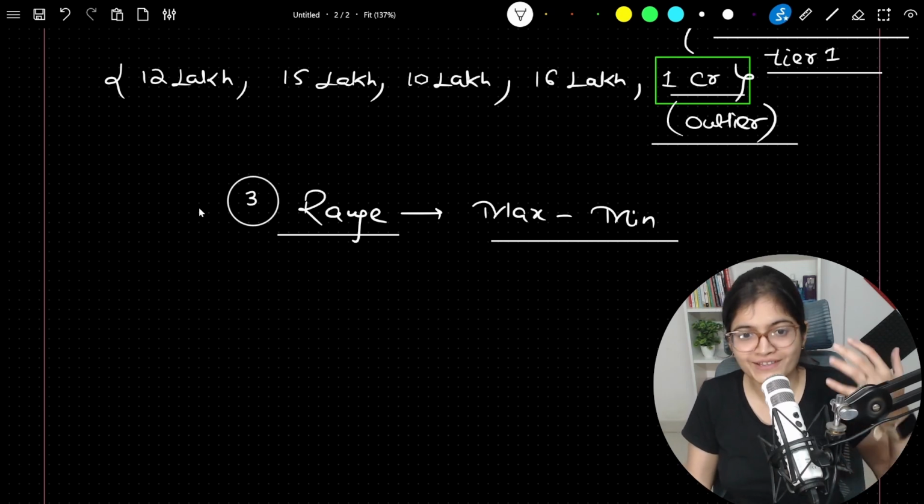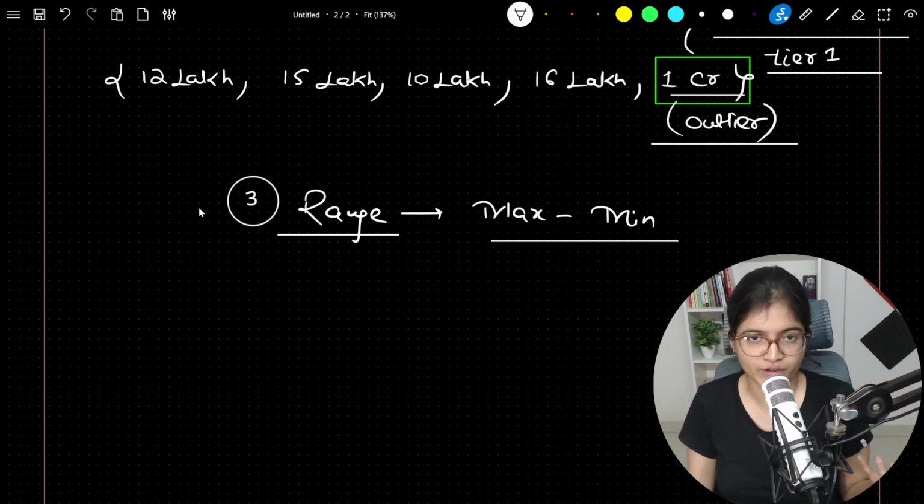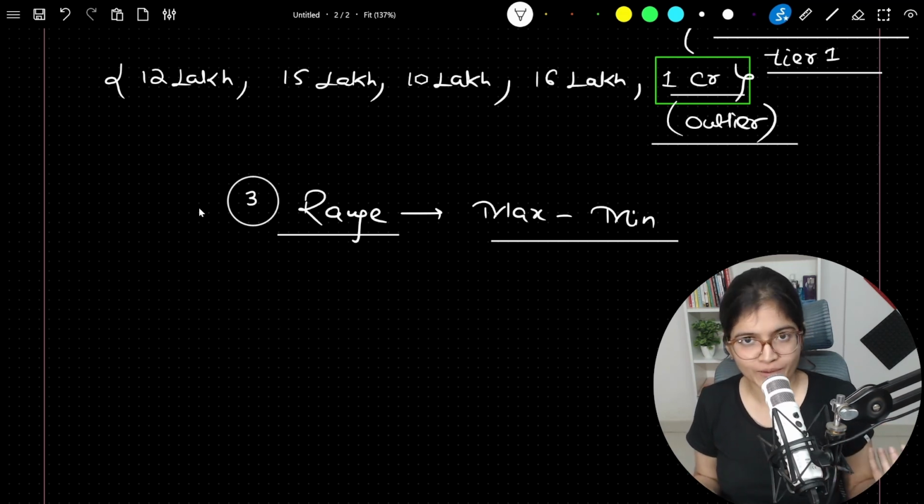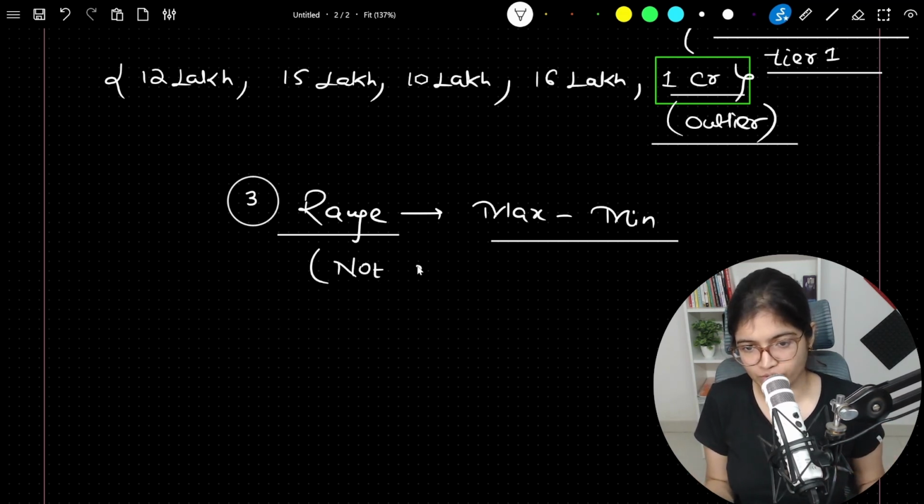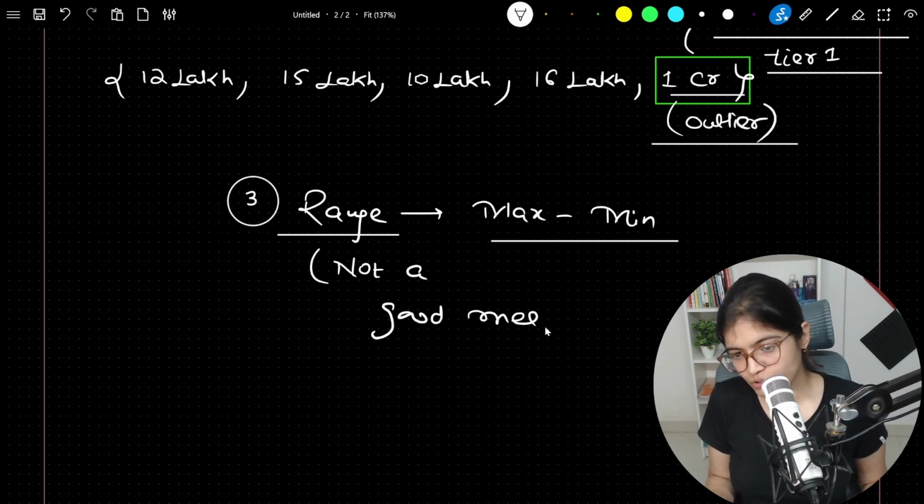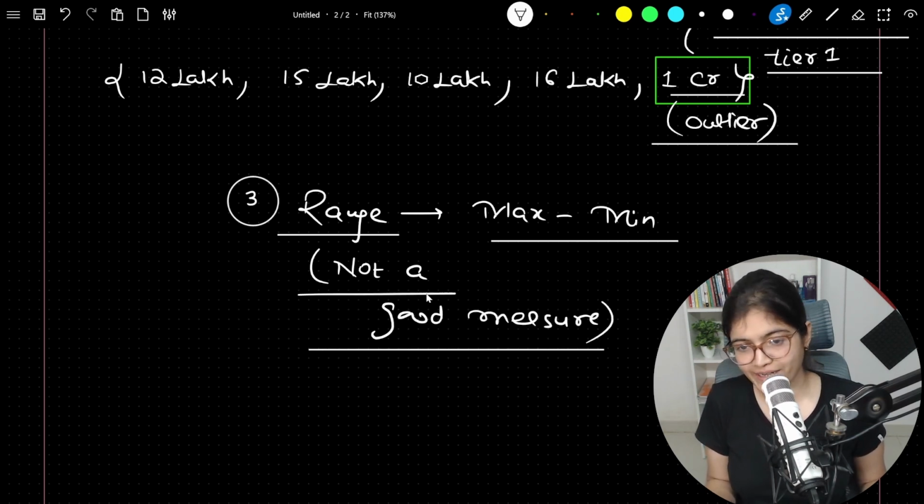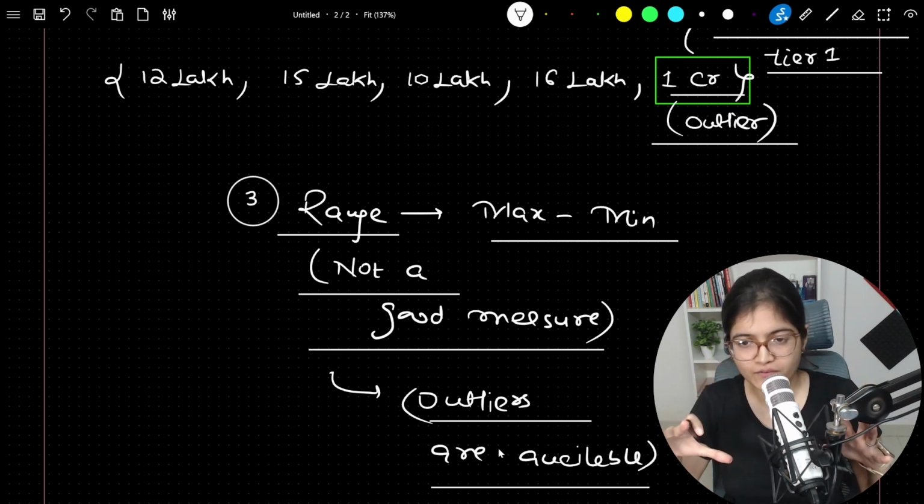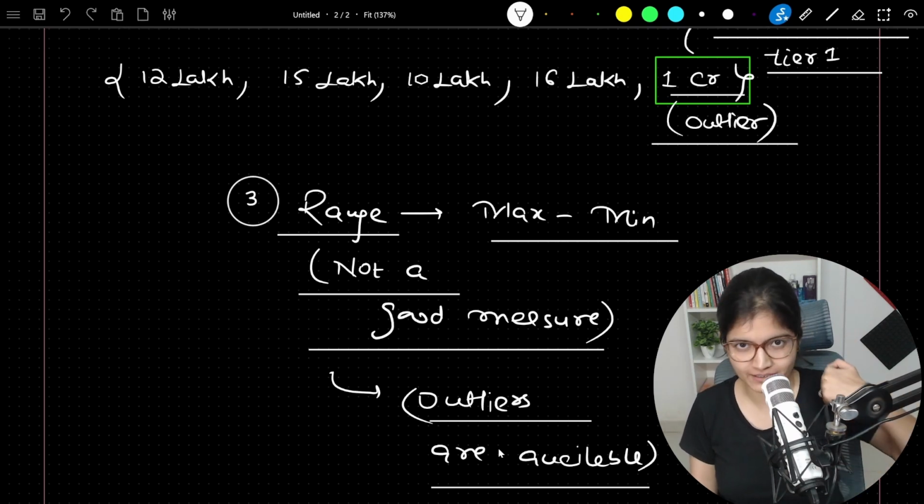Again, take the above example: 1 CR minus 10 lakh is the range of the given salaries, but this is not correct actually, right? Because 1 CR is an outlier. So whenever outliers are available, it is not a good measure to check the spread of data. So always remember, if outliers are available, range is not a good idea. If your data is very clean and doesn't contain outliers, then maybe you can opt for the range. That's a good idea, right?